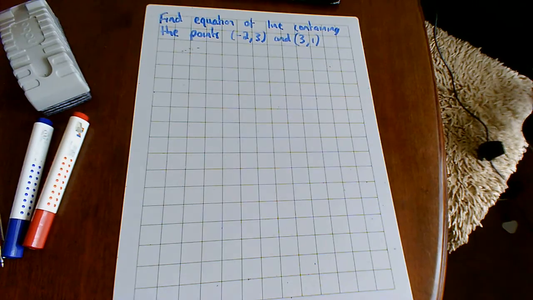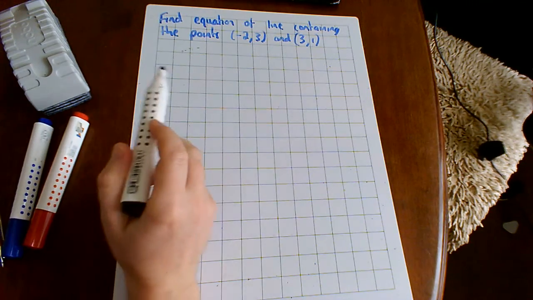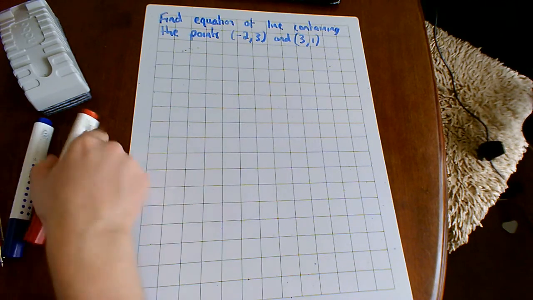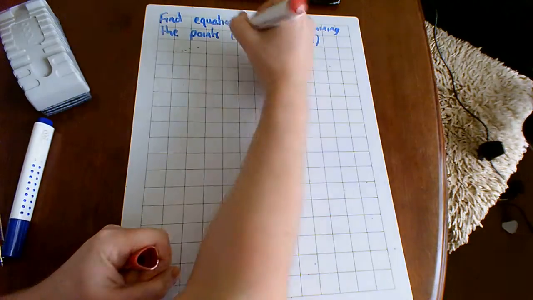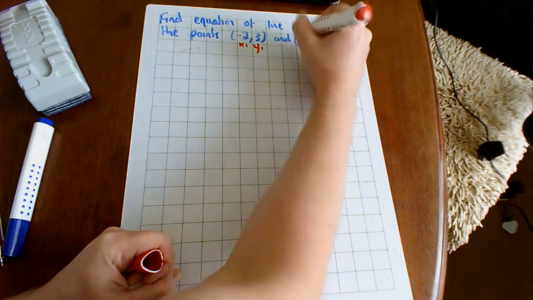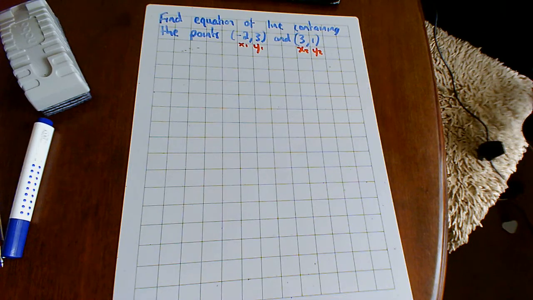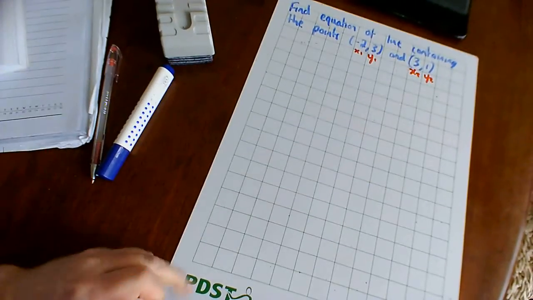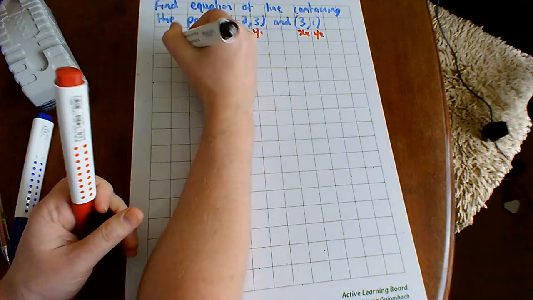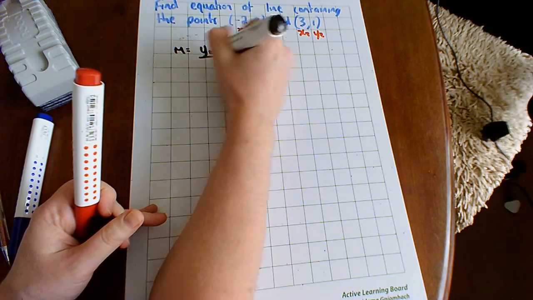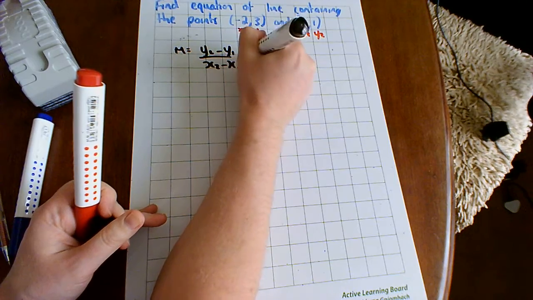Okay, our second example. Find the equation of a line containing these 2 points. Again, we don't have the slope. We do have points, but we don't have the slope, so we have to get the slope. So we're going to go x1, y1, x2, y2, and this is the example in the book. We write down our slope formula. So slope is y2 minus y1 over x2 minus x1, and we fill it in.